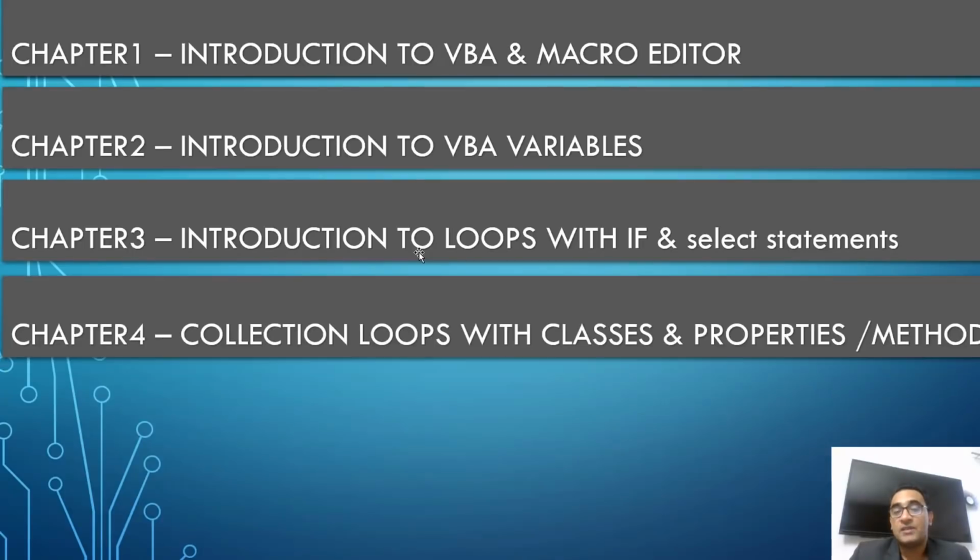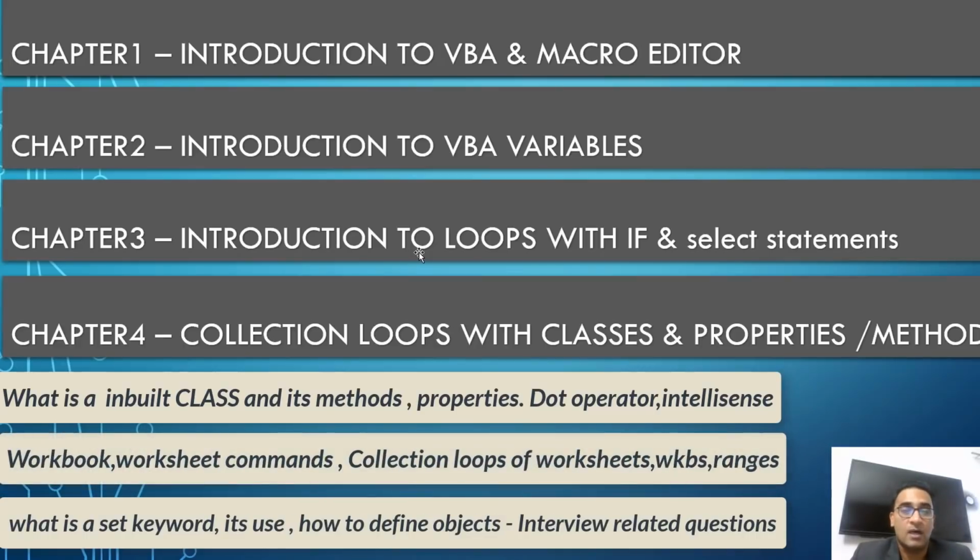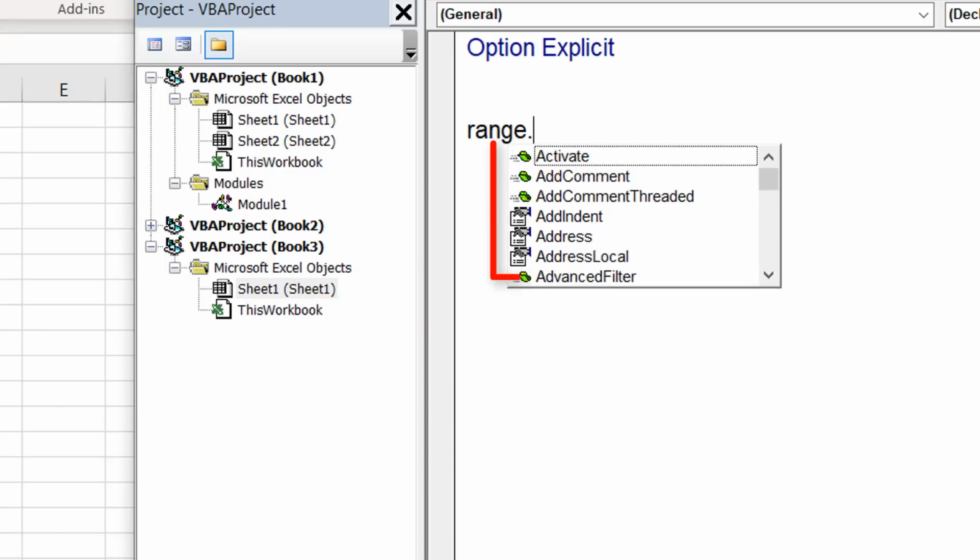Then we will start with the collection loops, with classes and the properties and the methods. In VBA, when you write something as Worksheet, as Range, as Chart, why do you write it? And what does this dot operator signify? When you use the dot, you see the drop down, right? There you see two icons. I am not sure if you haven't noticed it. One with a hand sign, and one with a yellow tilted box. What exactly is it? We call them property and methods.